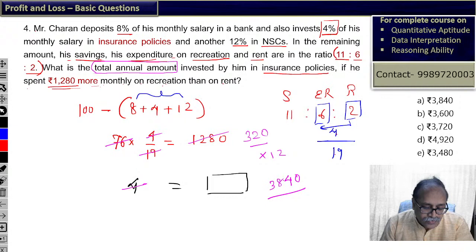Beautifully answered. 4 is missed. Okay. So this is our answer. That is option A.